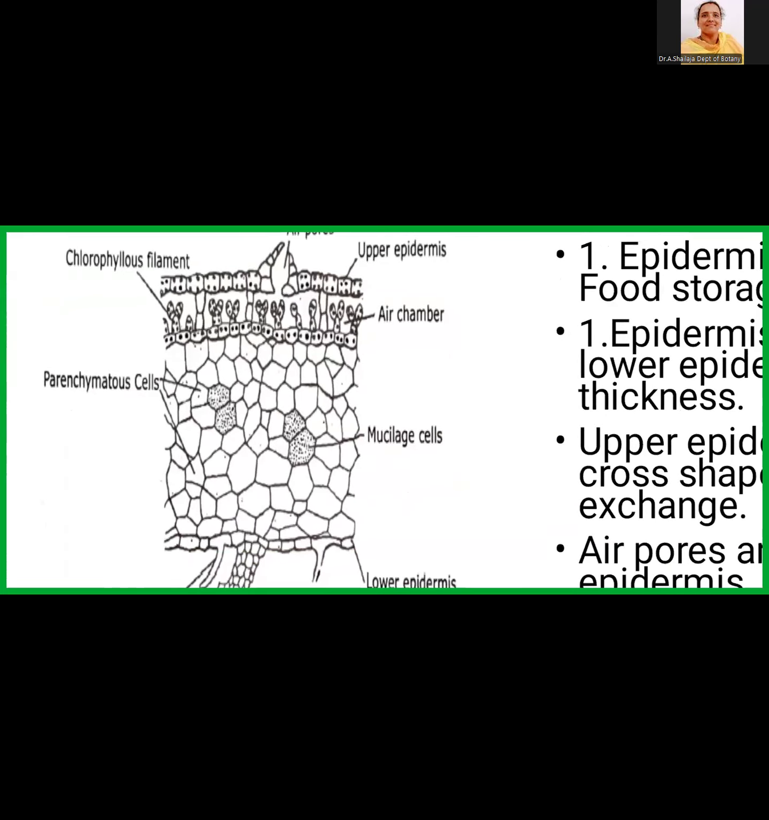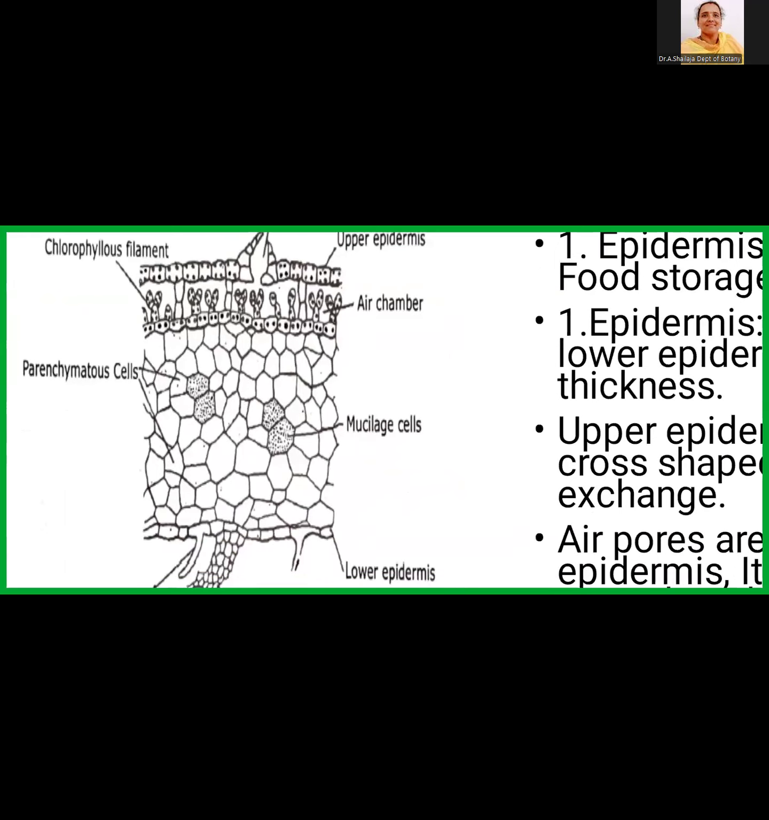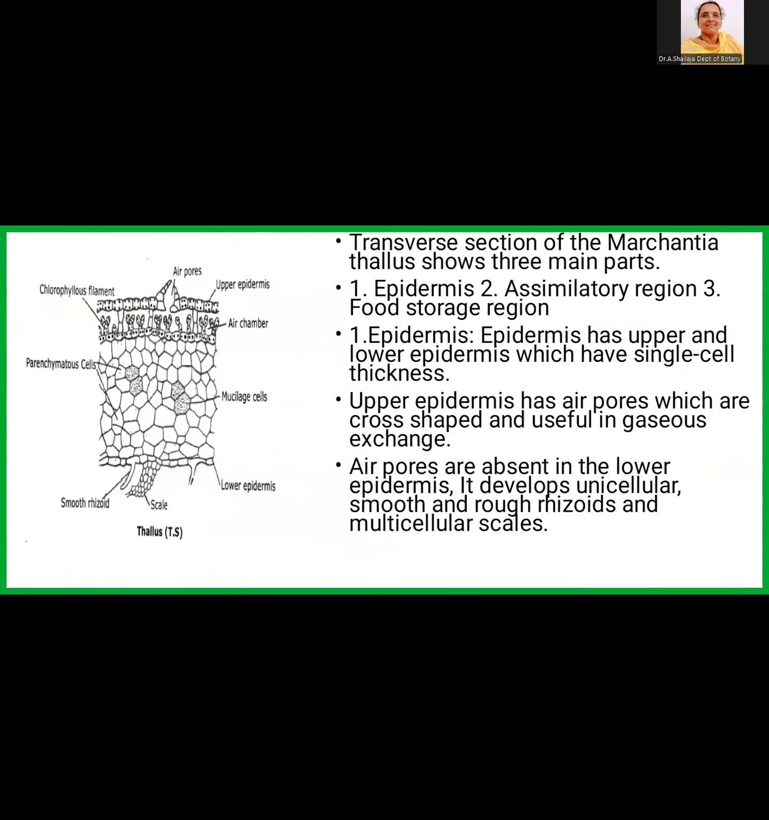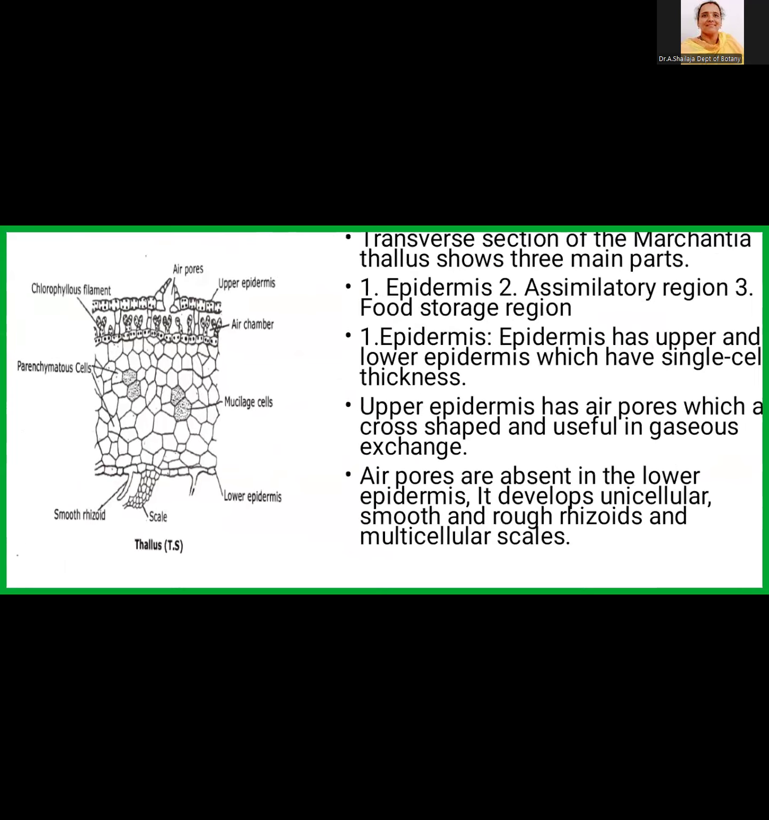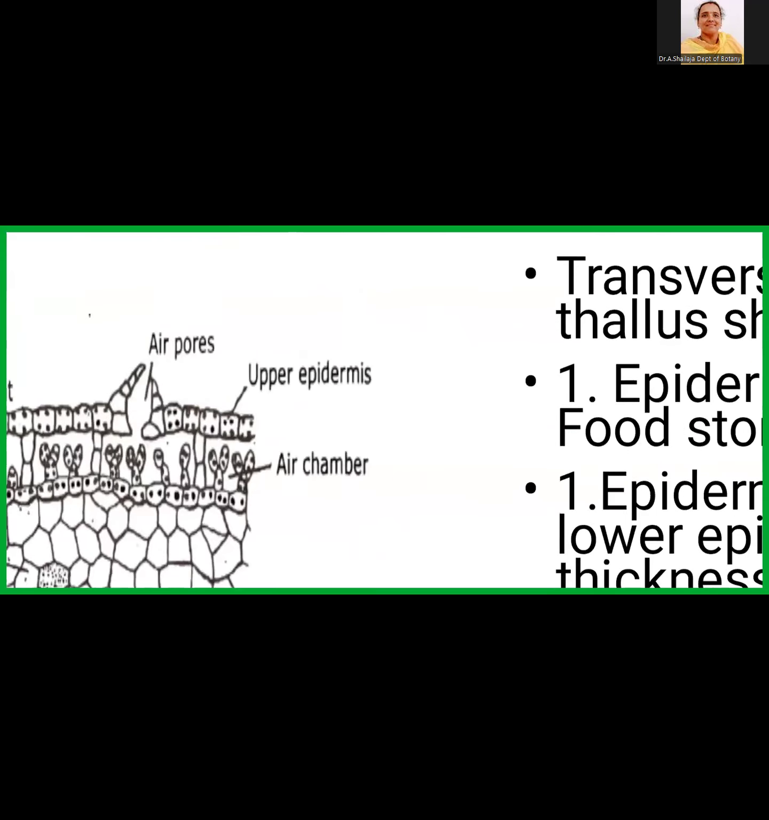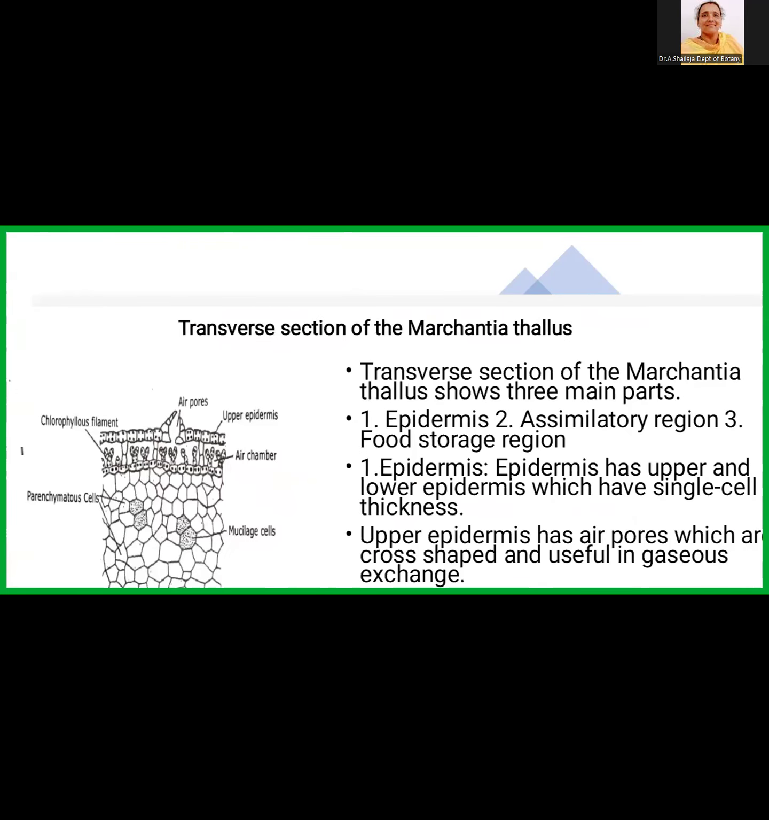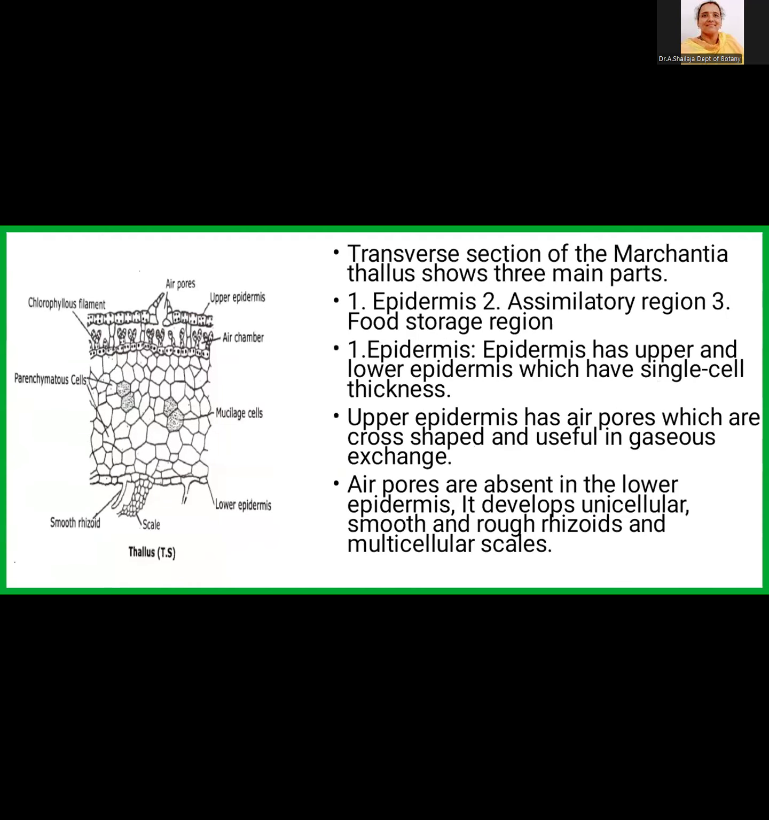Which are only single cell thickness. Okay, and the upper epidermis has air pores which are cross-shaped and useful in gaseous exchange. See here, these are the air pores. Look at the air pores. The upper epidermis has single cell thickness and has air pores which are cross-shaped and useful in gaseous exchange. And air pores are absent in the lower epidermis.